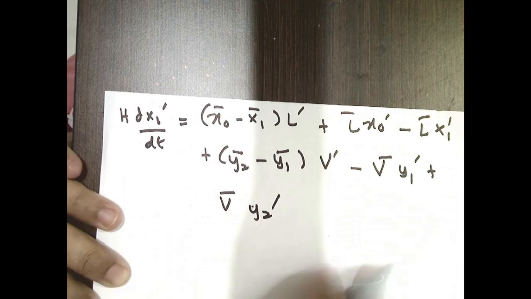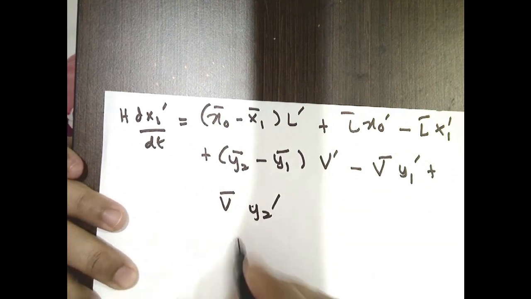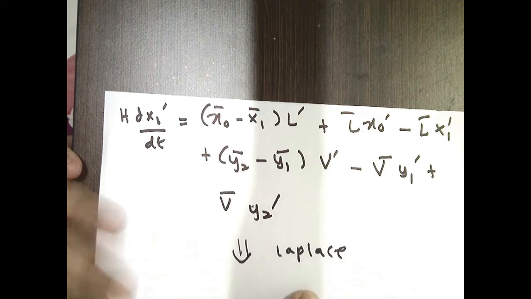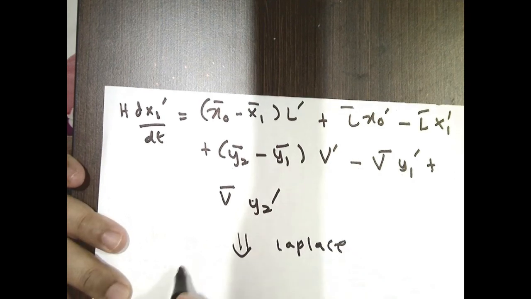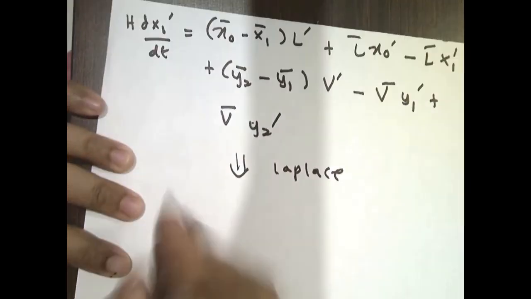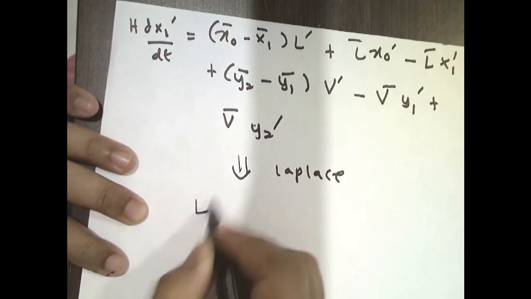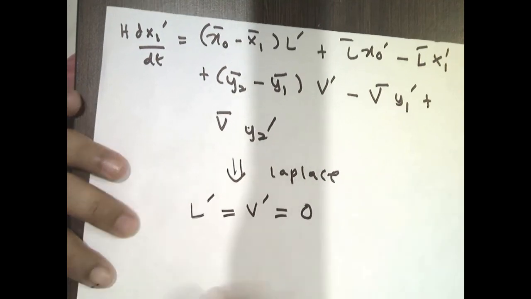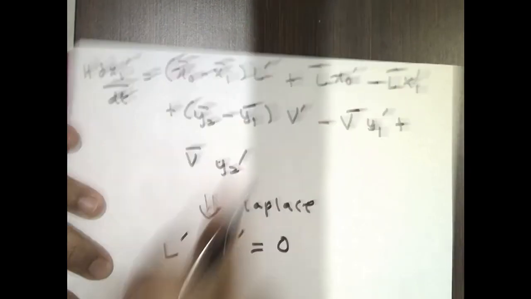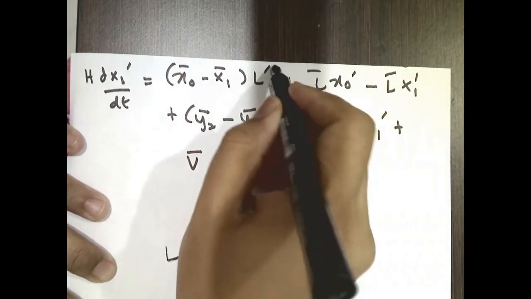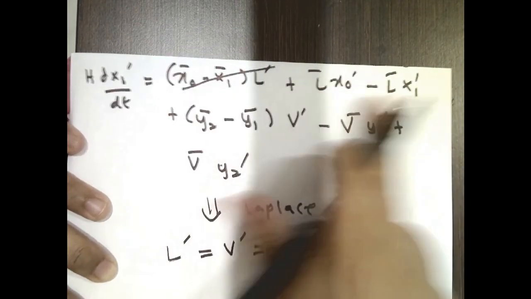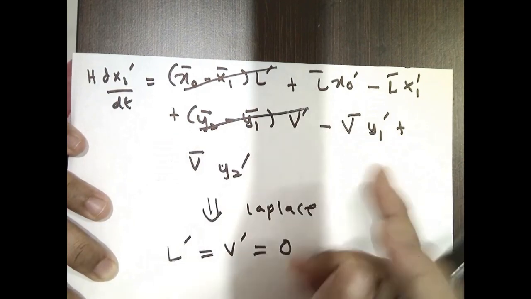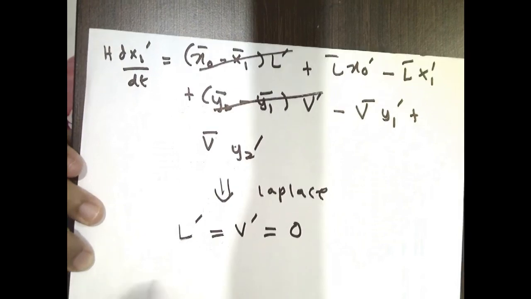And then from here you need to convert into S domain or Laplace. And then you need to take Laplace transform. And there are some additional information given in the question where L prime equal to V prime equal to 0. So what happened? We try to find L prime. Here is L prime, so this is 0. V prime also 0. V prime, so this one 0.